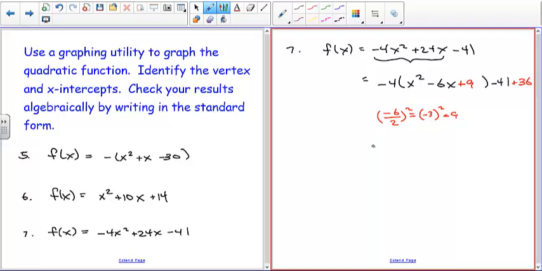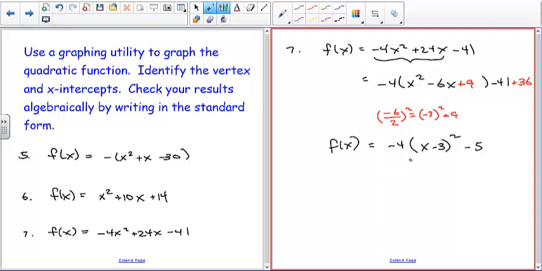Okay. Then we take the term in the parentheses and write that as a complete square, which is going to be x minus 3, quantity squared. And then we have negative 41 plus 36, which is negative 5. Okay, so that's standard form.